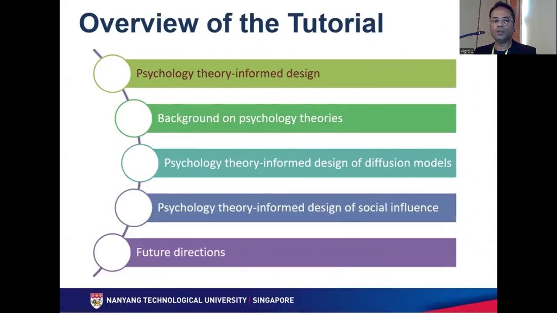So here's an overview of the tutorial content. I'm going to introduce you to psychology theory informed design and some background on psychology theories, so I set you up on theories that are actually used in social computing. Then Yining will continue with psychology theory informed design for diffusion models. Then Hui Li will continue with psychology theory informed design of social influence. And finally, I'll wrap up with future directions. Okay, so that's the structure of our tutorial.